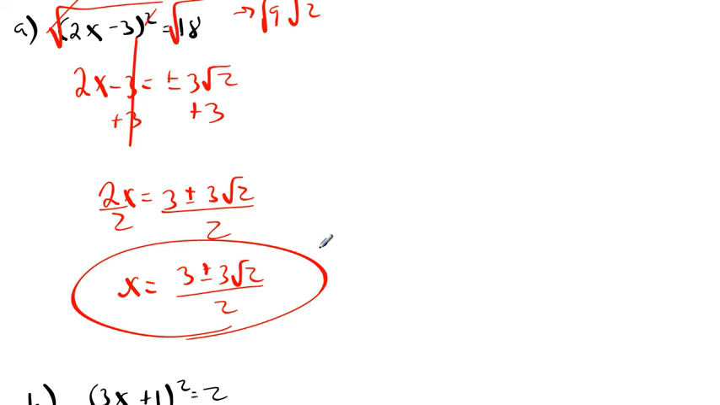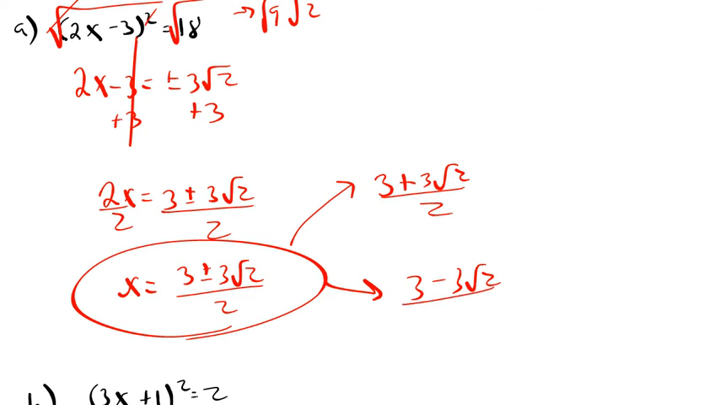And if you need to write the two separate answers, our first answer would be 3 plus 3 radical 2 over 2, and the second answer is 3 minus 3 radical 2 over 2. This is the condensed version that gives you both answers in one statement, but you can write them out separately to see what your two answers are. And just so that we have the context again, what do these two numbers represent? Those are the roots, right?